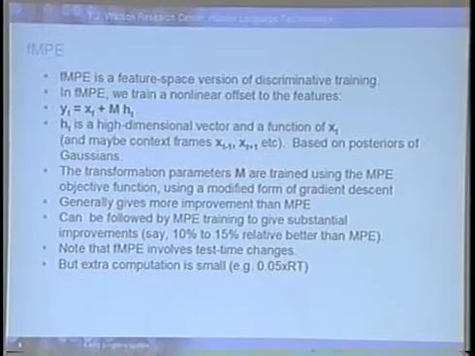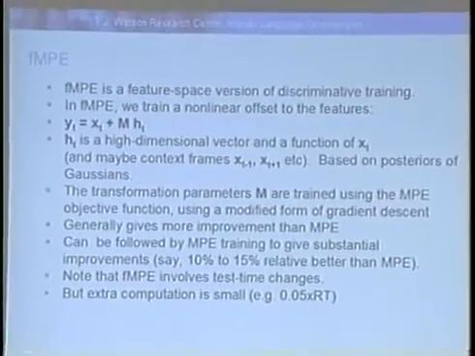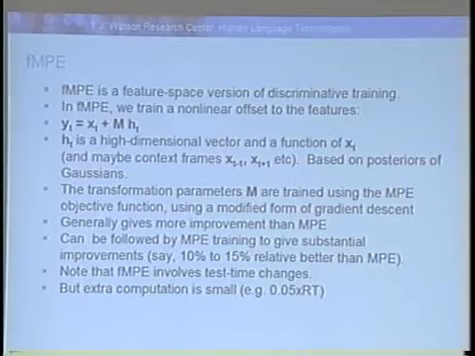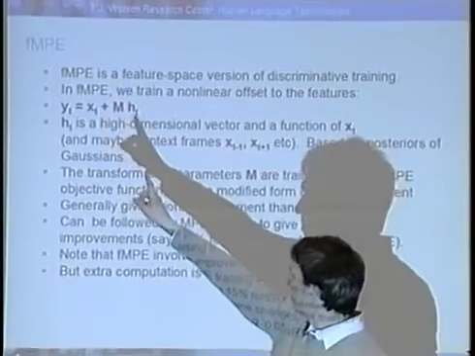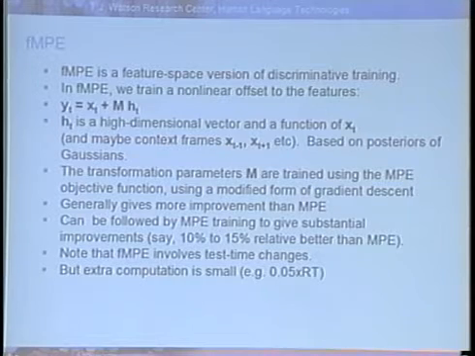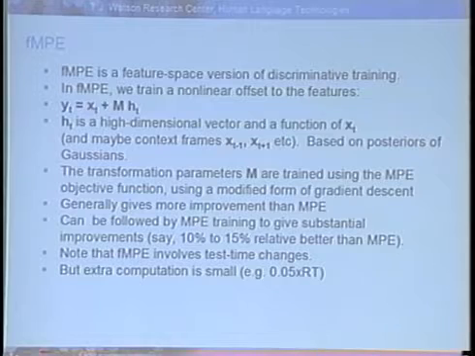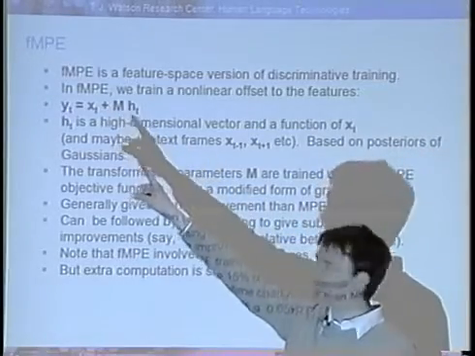Okay, fMPE is what I've been working on in the last couple of years at IBM, and it's a feature-space version of discriminative training. You're training a non-linear offset to the features. Say the features are x of t on the current time frame. You get h of t, which is got by, you take, say, 100,000 Gaussians, and you find the posteriors of those Gaussians given the frame x_t, just by evaluating them all and dividing by the sum. Then you have a very big sparse vector that's like 100,000 big, and there's one or two non-zero elements in it. And you're going to multiply that vector by a matrix M, which is going to be trained.